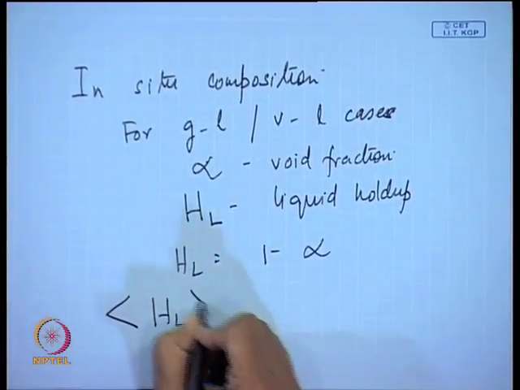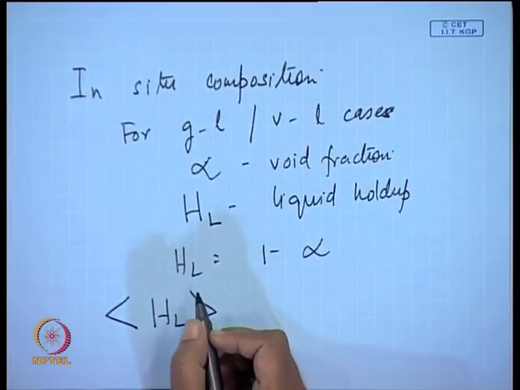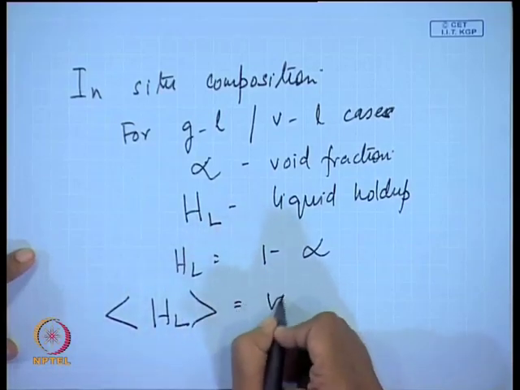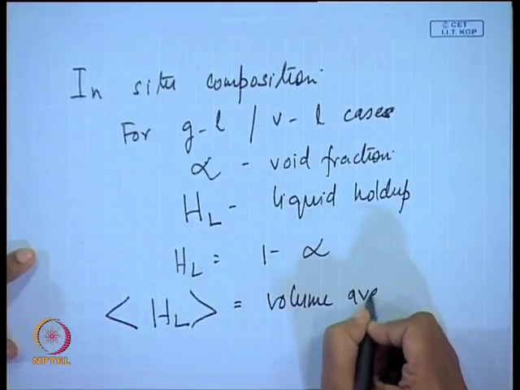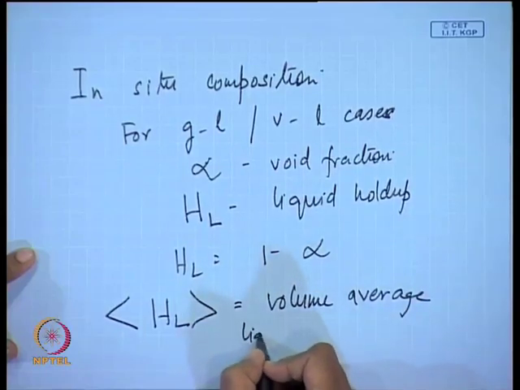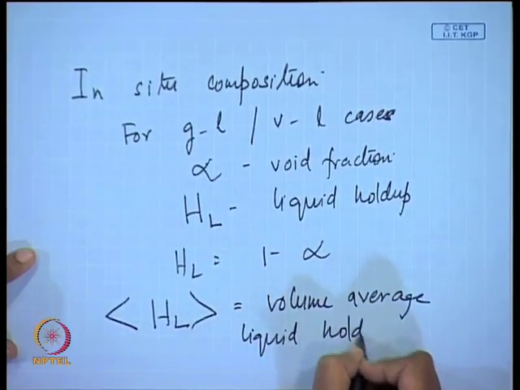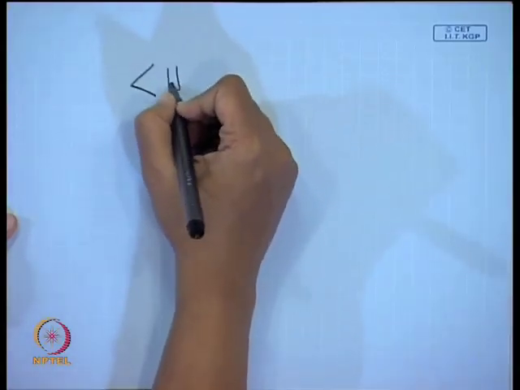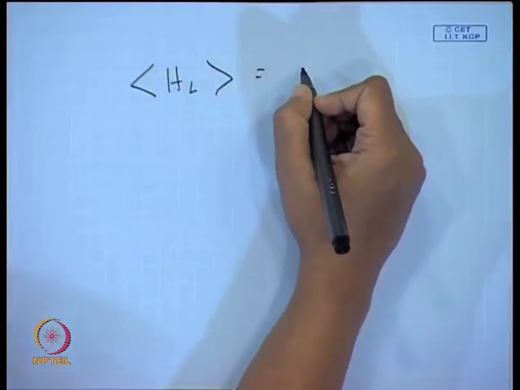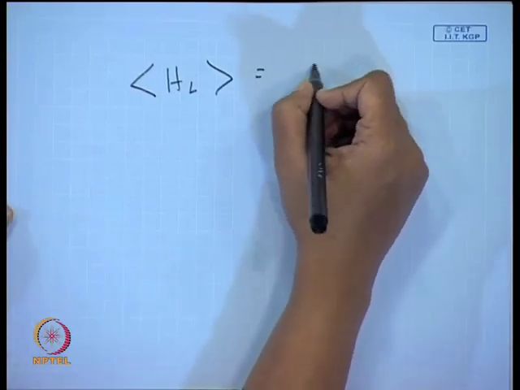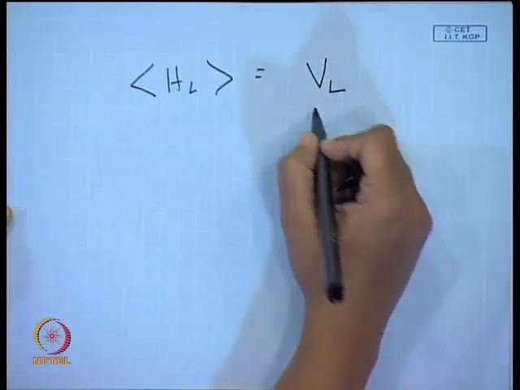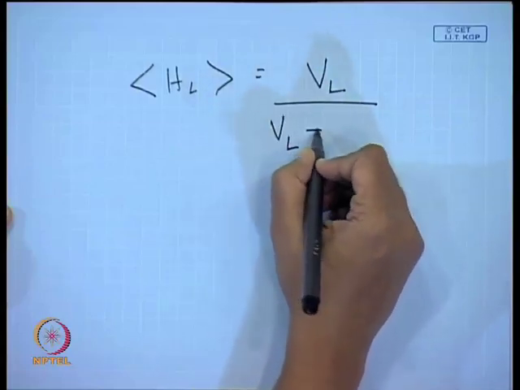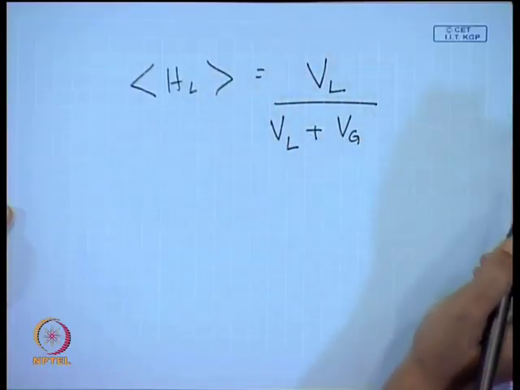So, usually we define HL in this particular way, where this refers to the volume average liquid holdup. This is known as the volume average liquid holdup. We usually define it as the fraction of the volume which is occupied by the liquid phase, or in other words, the volume occupied by the liquid phase divided by the total channel volume.